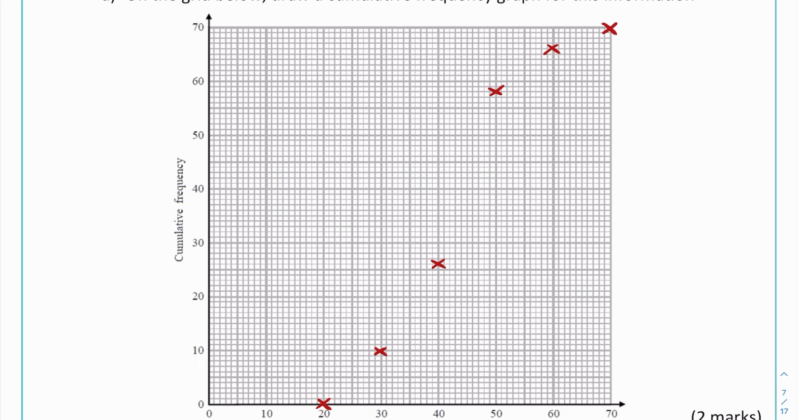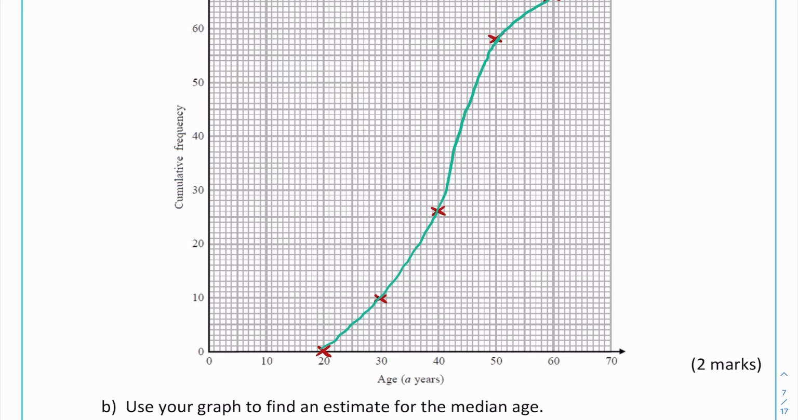There we go, so a cumulative frequency curve needs to be joined up as a nice smooth curve, not missing any of those points, so doing this very carefully. There we go, and then joining that up really nice as a nice smooth curve. So there we go, there's a cumulative frequency curve.